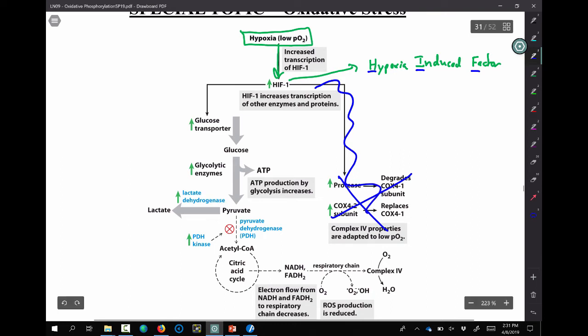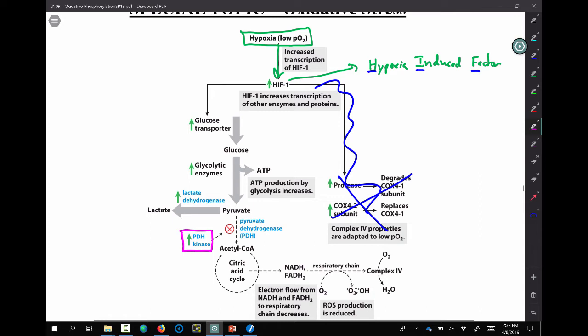Let's start here. Increased levels of HIF will lead to increased levels of PDH kinase. And all of you say, haha, yes, PDH kinase, that's right. It's just after spring break. So PDH does stand for pyruvate dehydrogenase, and then of course kinase.